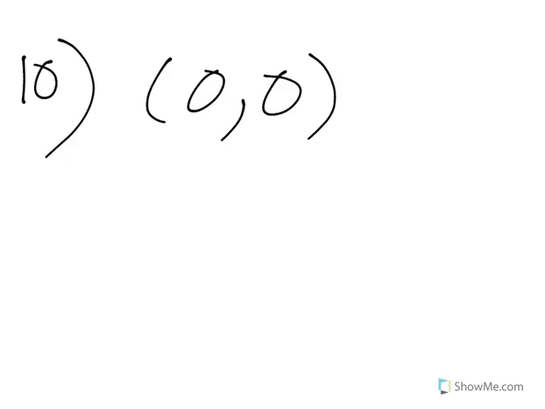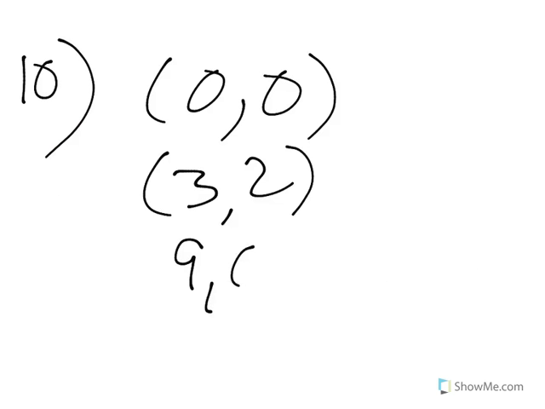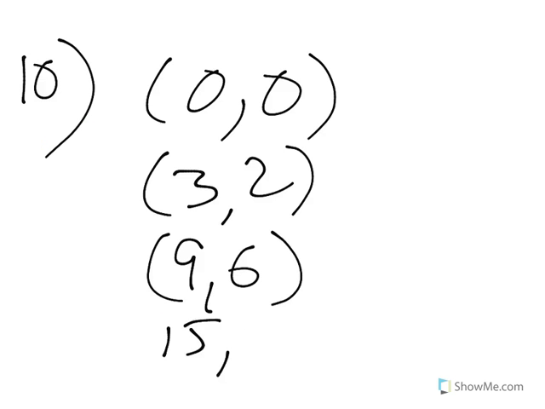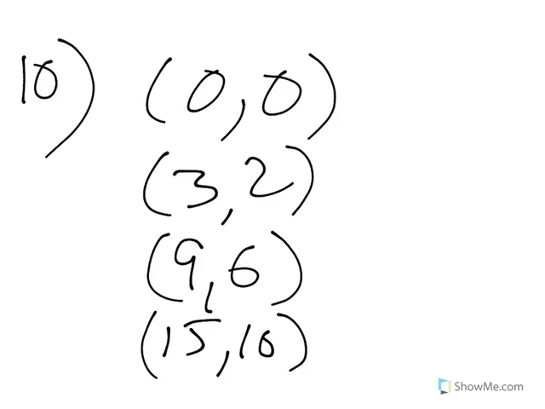I also created 3, 2. 9, 6. And 15, 10. So those are the ordered pairs that I created from the table, and now I'm going to graph it on my graph. So from my table and my double number line, I'm going to use these ordered pairs, and I'm going to plot them on my graph here.